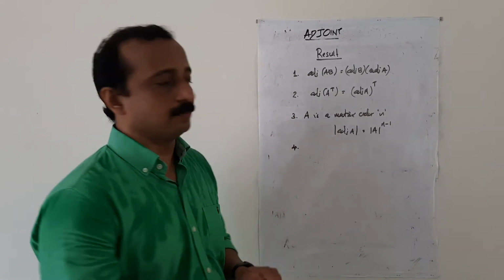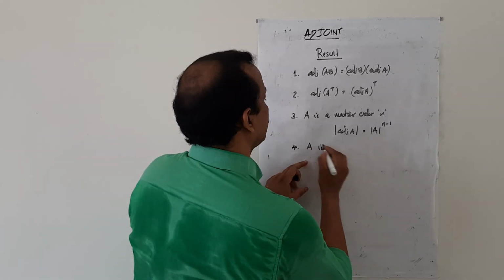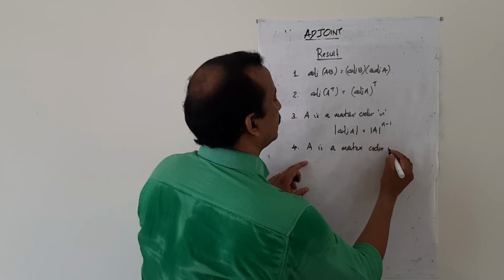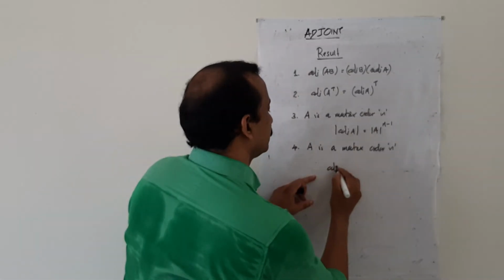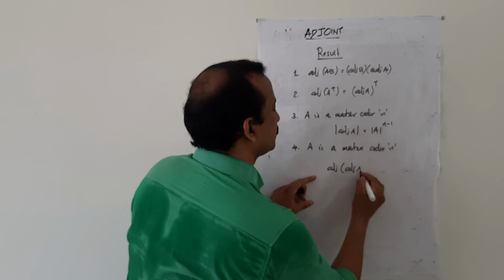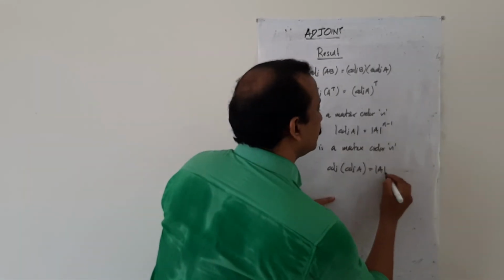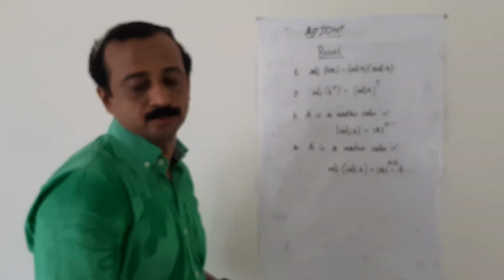Then, fourth: A is a matrix of order n. Then adj of adj A is also a very important result. Adj of adj A is equal to det A raised to n minus 2 into A.